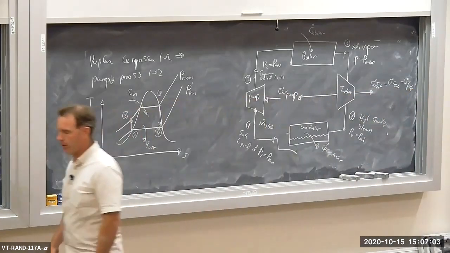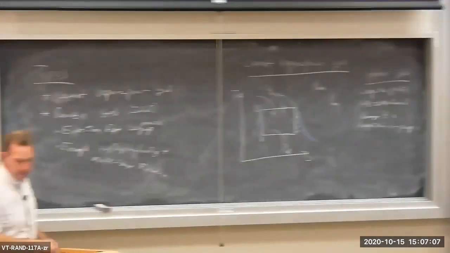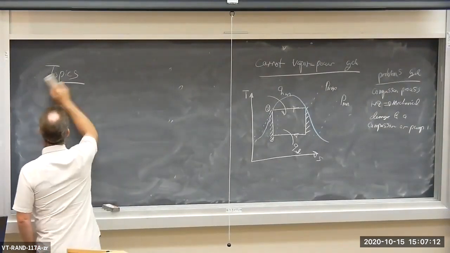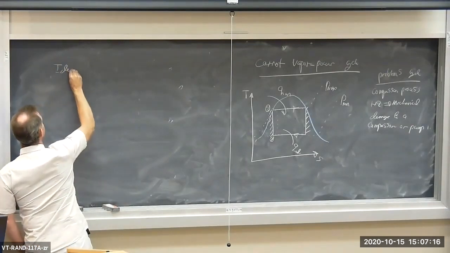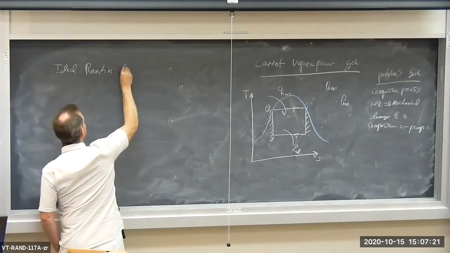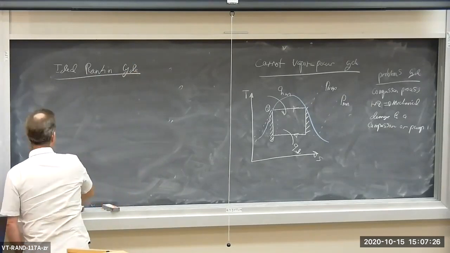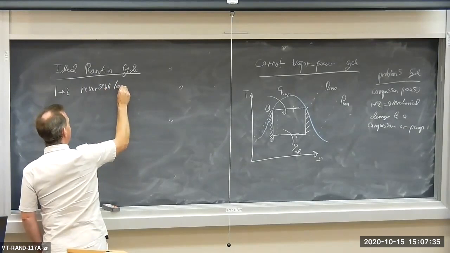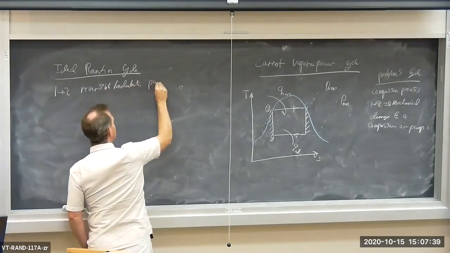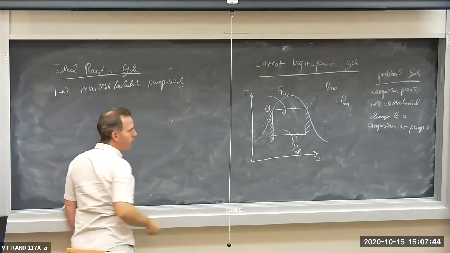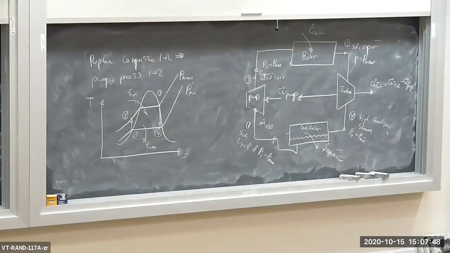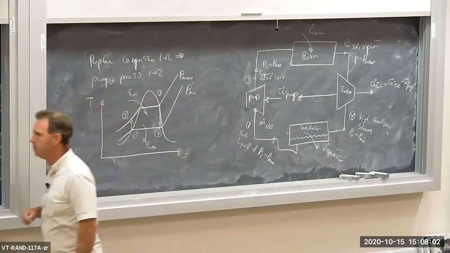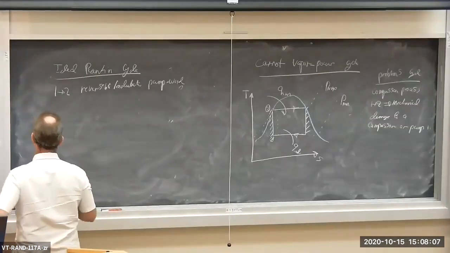All right, so let's write out the processes here for the ideal Rankine cycle, which is just what we've been looking at. Ideal Rankine cycle. So process 1 to 2. Reversible, adiabatic, pump work. So we go from the minimum pressure up to the maximum pressure in the cycle using the pump. And then we have isobaric heat addition in the boiler. Isobaric heat addition in the boiler. So that is from 2 to 3.